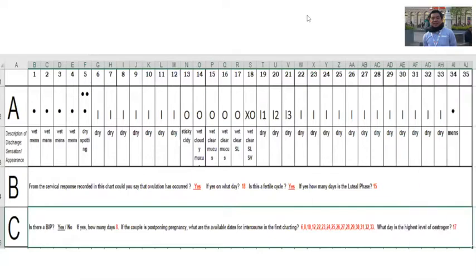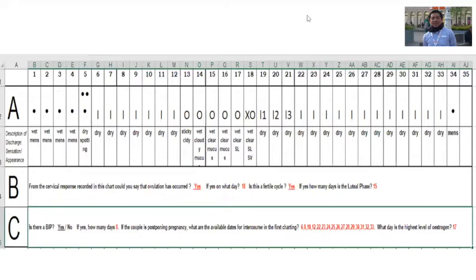Day 13 is the beginning of the first appearance of mucus. It starts with a sticky sensation with a cloudy appearance. The following day, it becomes wet, but the appearance is still cloudy. On day 15, the sensation is wet and the appearance is clear like water. Day 16, the sensation is wet and the appearance is clear. Then day 17, wet, clear.